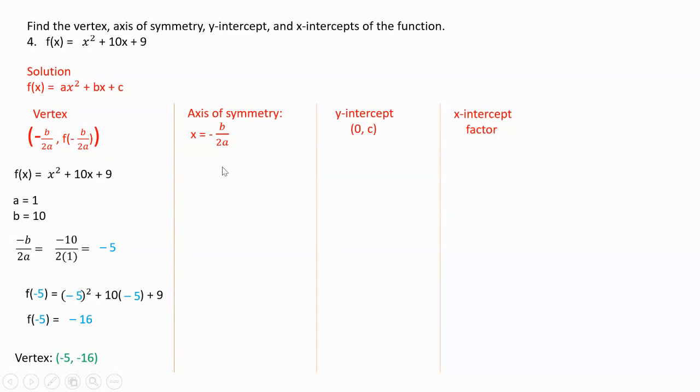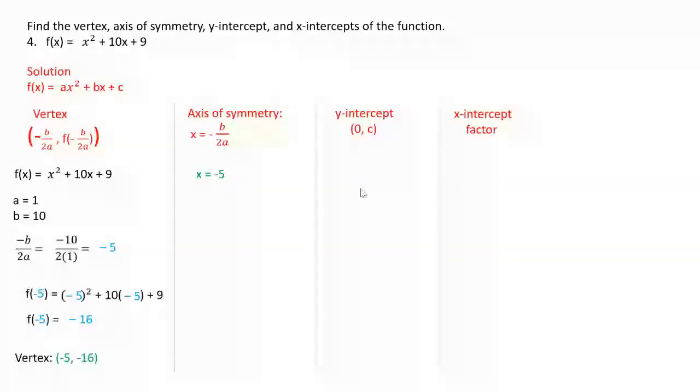Now, after you find the vertex, right, the axis of symmetry is also the x part of the vertex. So what was the x part of the vertex? x equals negative 5. Again, the y-intercept is equal to the c. So c is 9, so the answer will be (0, 9). Okay.